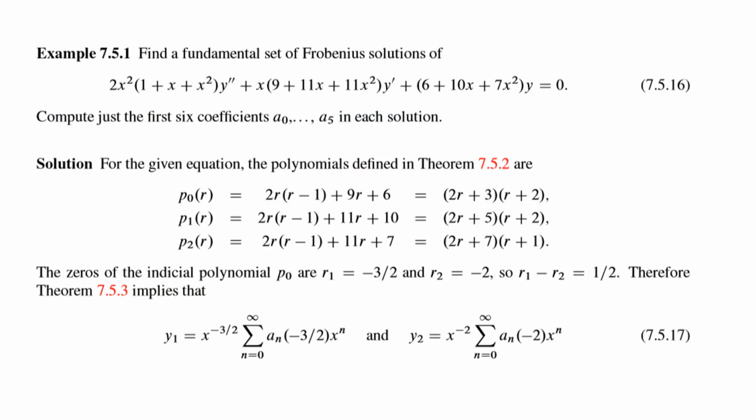Let's do an example. So we want to find a fundamental set of Frobenius solutions for this expression, and we just want to collect the first 6 coefficients. So we look at our indicial polynomial. It is this one. We set it equal to 0. So our roots are going to be minus 3/2 and minus 2, and the difference is not an integer, so we know the solutions are going to look like this. Again, it is not a sub n times minus 3/2, it's a sub n when you put in minus 3/2, and this is a sub n when you put in minus 2.